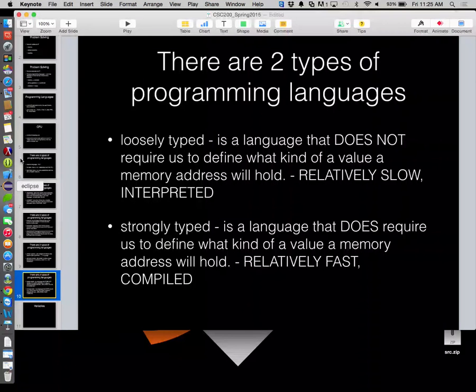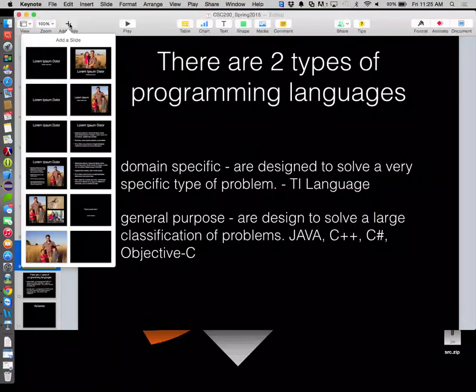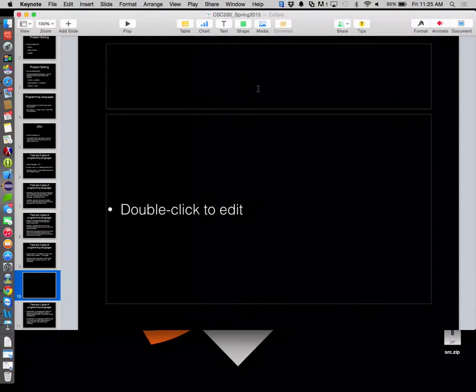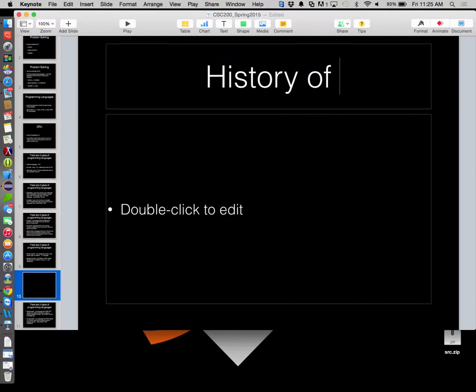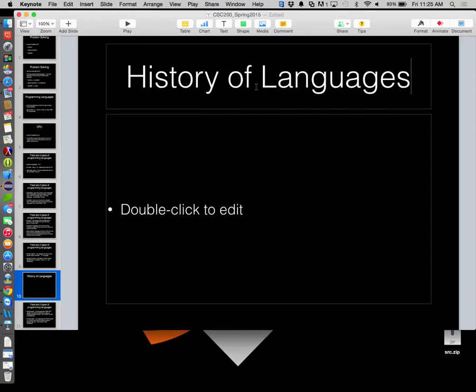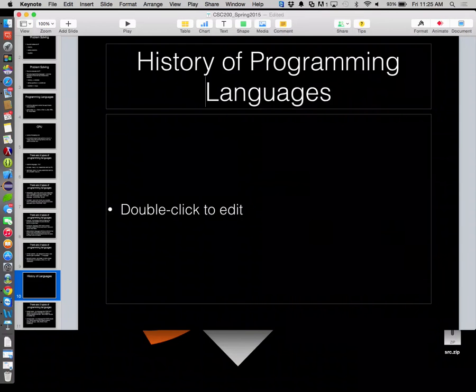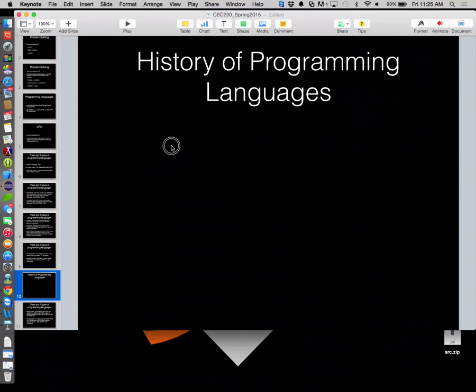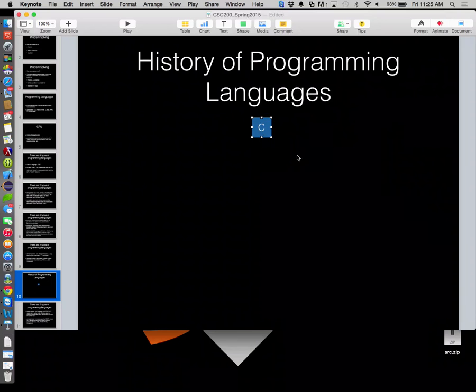Now, before I hit this slide, though, history of programming languages. I'm going to draw a picture on here. I like drawing pictures with this. So, way back when, not necessarily that long ago, we're probably talking 1960s-ish, we had a language that was created called C.